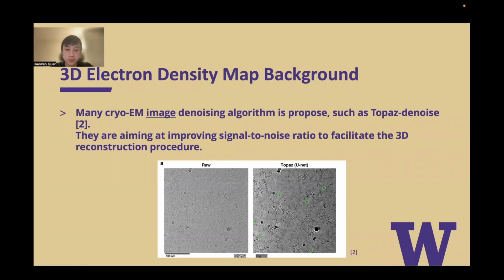However, there is an inherent problem with improving the signal-to-noise ratio. That is, no matter how much the noise is suppressed and the signal is enhanced, the noise voxels are still there and cannot be eliminated completely.